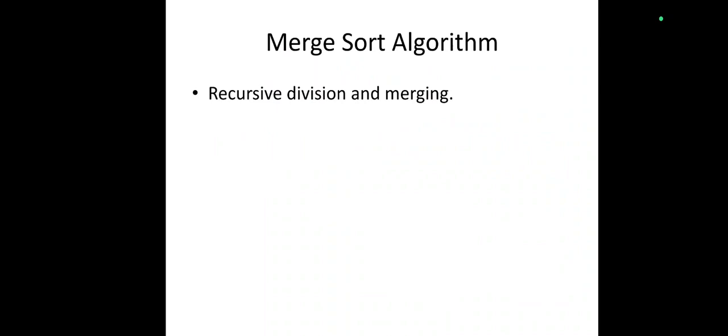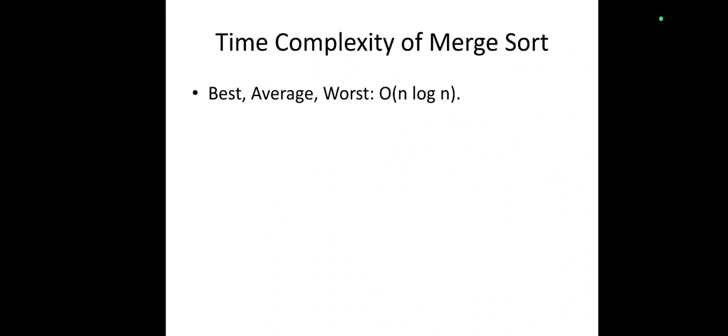Two-way merge sort example: step by step merging illustration. Merge sort algorithm: recursive division and merging. Time complexity of merge sort: best, average, worst.